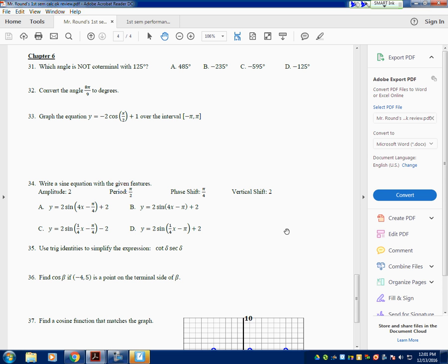The first thing I like to do is find the midline. The midline is going to be at 1, right? So vertical shift is 1. So let's go ahead and draw that midline there, a dashed line through there. The amplitude is 2, so I'm going to go 2 above up to 3, and then 2 below down to negative 1. So my range will be between negative 1 and 3.